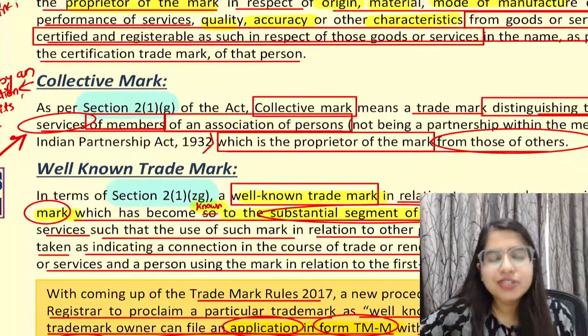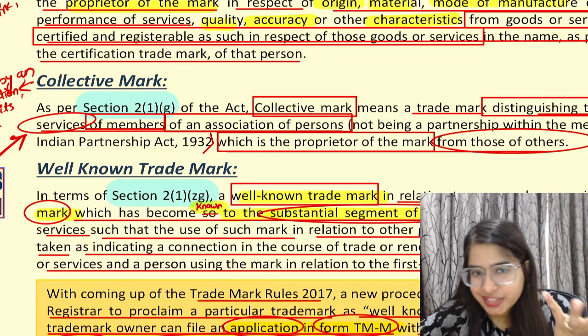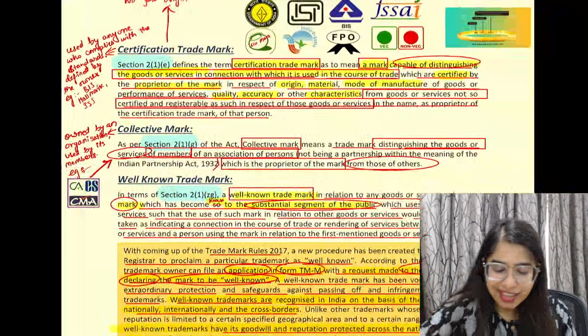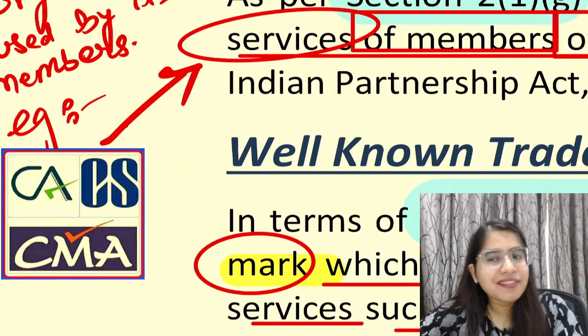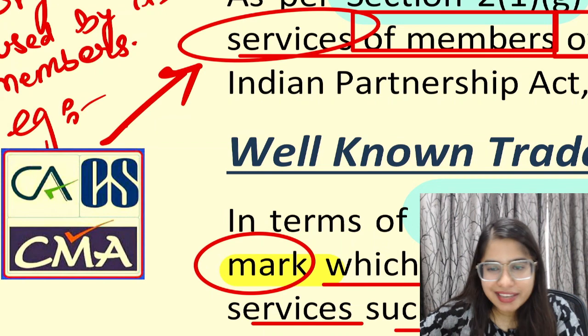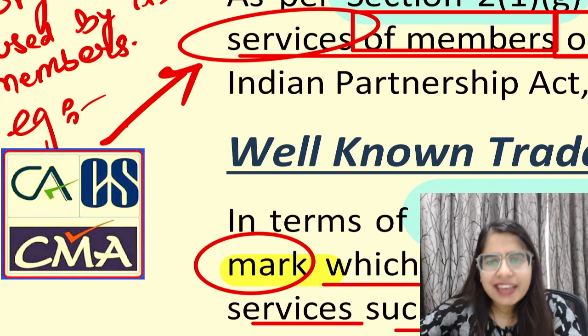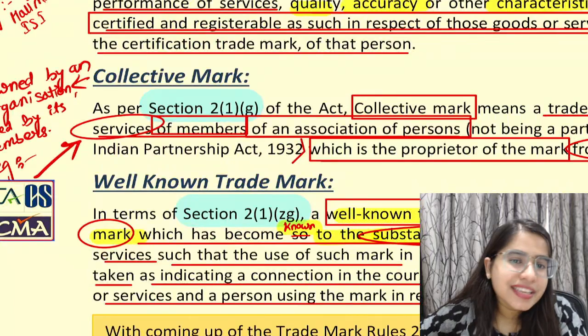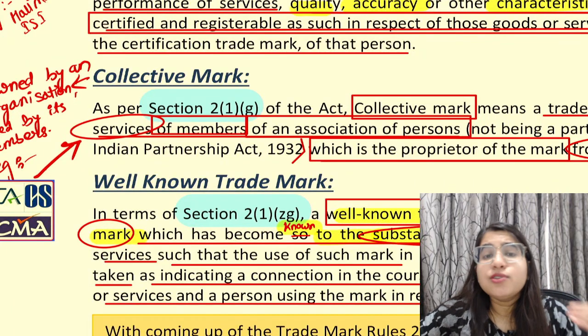Collective mark means a mark which is not your mark. It is the mark of an association or organization. Example: CA, CS, CMA is a very good example. If you talk about CA or CS, is it your mark only? Can I say that only I can use CS, that no other person can use CS, that CS is my trademark? No, CS is not my trademark.